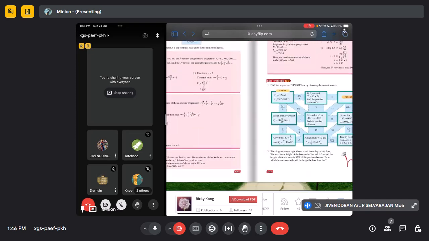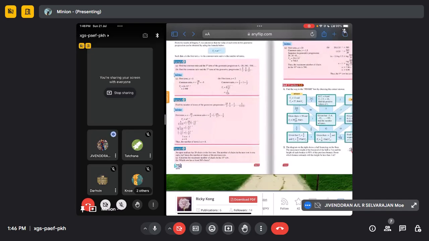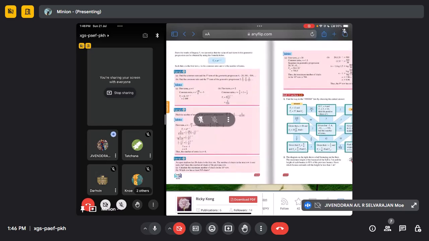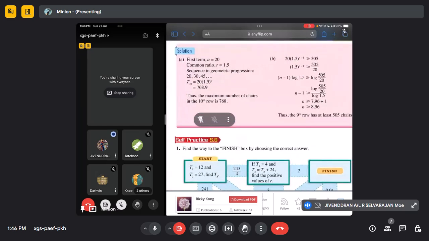So the first question, calculate the maximum number of chairs in the 10th row. Okay, so let's see the working. As I said, the first term a equals 20, and then the common ratio is 1.5. They have written here in point form. So the sequence, we can say it's 20, 30, 45, and so on.